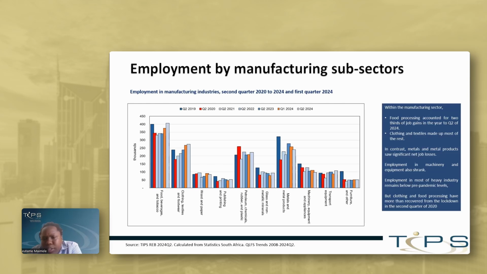Within the manufacturing sector, we see food processing accounting for two-thirds of job gains in the year to the second quarter of 2024. Clothing and textiles also made up most of the rest. But in contrast, metals and metal products saw significant net job losses, and employment in machinery and equipment also shrank in that period. Employment in mostly heavy industries remains below pre-pandemic levels, but clothing and food processing have more than recovered from the lockdown in the second quarter of 2020.